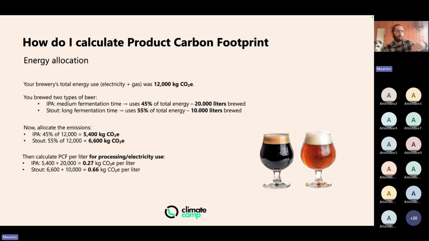So here we can divide the 5,500 kilos for the IPA according to the 20,000 liters, which gets us 0.27 kilograms of CO2 equivalent per liter, and 0.66 kilograms CO2 per liter for the stout. Now, this is just for the processing steps, just for the electricity used when brewing the beer.